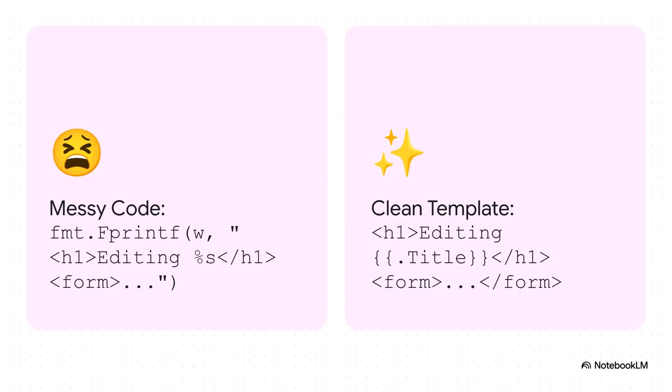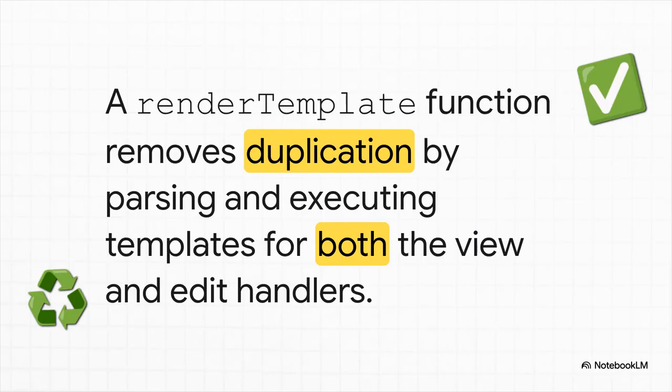The Go code's only job now is to fetch the data and hand it off to the template. So much better. And you know what the best part is? We can create one single reusable function, this render template, to do all the heavy lifting. Now, both our view handler and our new edit handler can use the exact same function. We write the logic one time and we reuse it everywhere. That is a massive win for keeping our code clean.